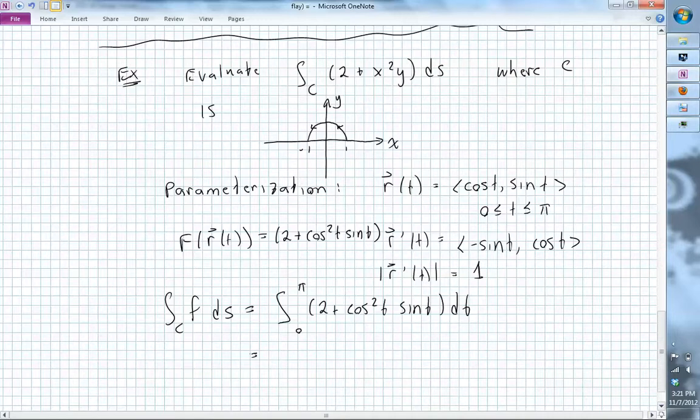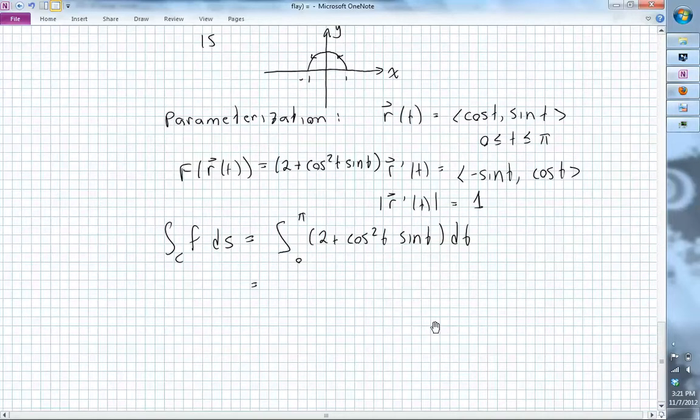And this is a Calc 1 integral that, you know, I would hope that you'd be able to pull off. Let's try it. 2t minus 1/3 cosine cubed t from 0 to pi. There's a u substitution there that I did in my head. Cosine squared t sine t. A nice u substitution here is u equals cosine t. And then you have a du out here, just waiting.